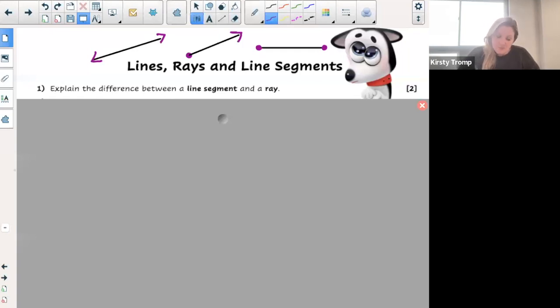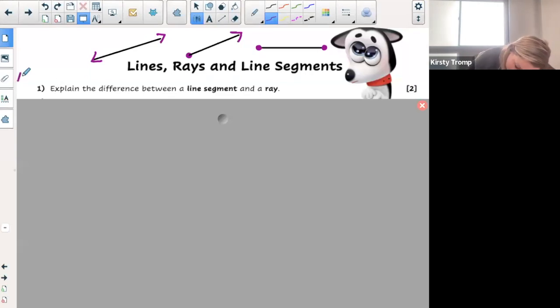All right, so explain the difference between a line segment and a ray. Let's go to Azande. Azande, can you tell me what's the difference between a line segment and a ray? Ma'am, a line segment has a start and an end. A ray has a start but no end. Well done. Thanks, Azande.